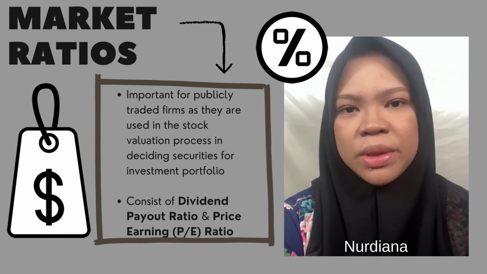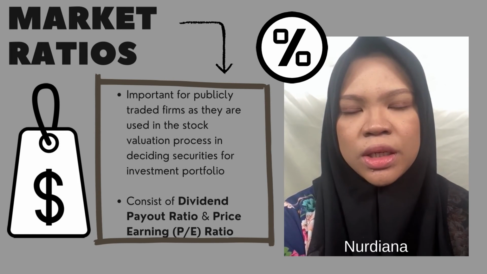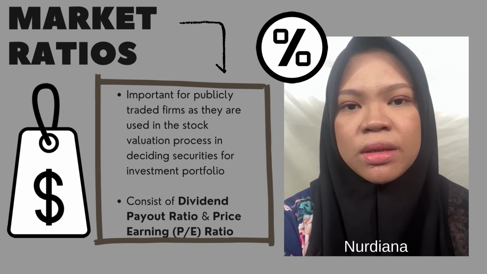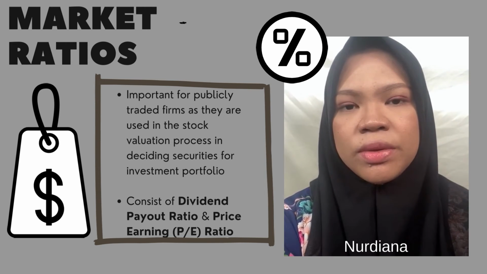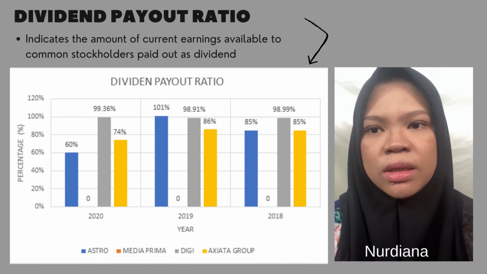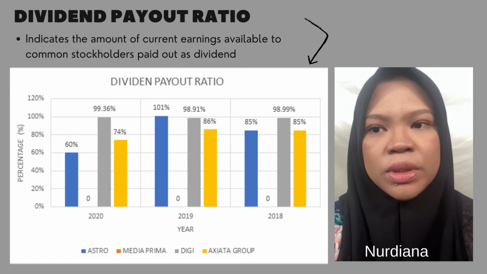Next, I will present the market ratio, and according to our assignment, I will only present two ratios under the market ratio, which are dividend payout ratio and price earning ratio. First is the dividend payout ratio. It is a ratio that indicates the amount of current earnings available to common stockholders paid out as dividends.